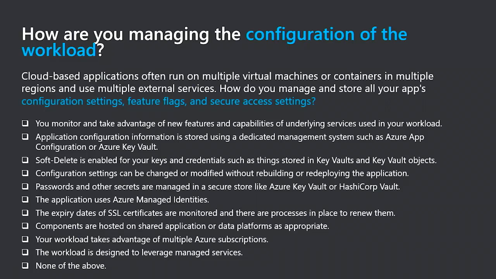Cloud-based applications often run on multiple virtual machines or containers in multiple regions and use multiple external services. How do you manage and store all your app's configuration settings, feature flags, and secure access settings? You monitor and take advantage of new features and capabilities of underlying services used in your workload. Azure is continuously evolving with new features and services becoming available, which may be beneficial for the application. Application configuration information is stored using dedicated management systems such as Azure App Configuration or Azure Key Vault. Where is application configuration information stored and how does the application access it?